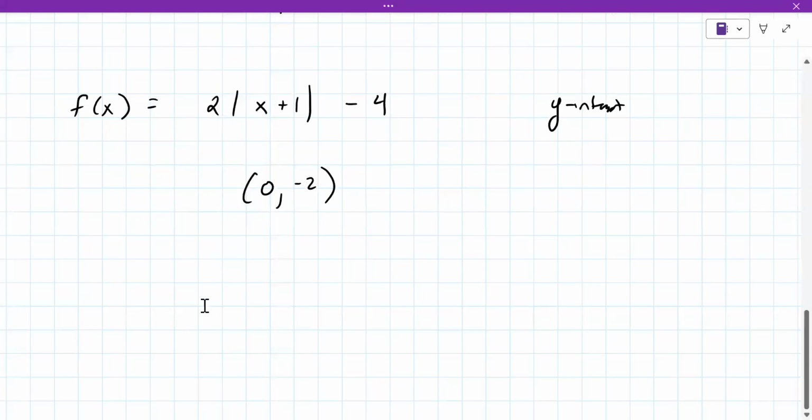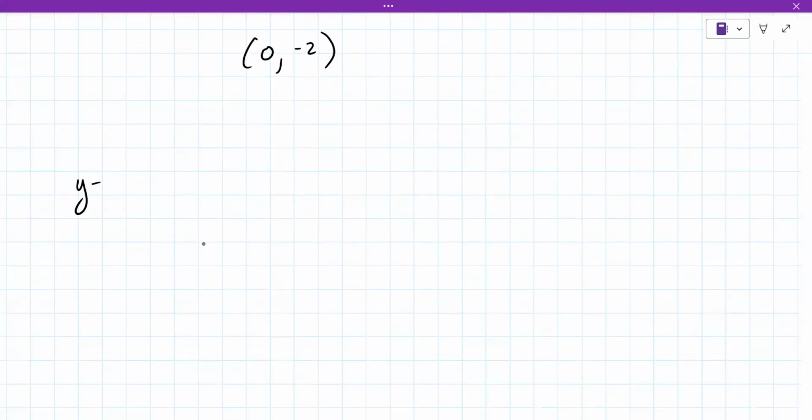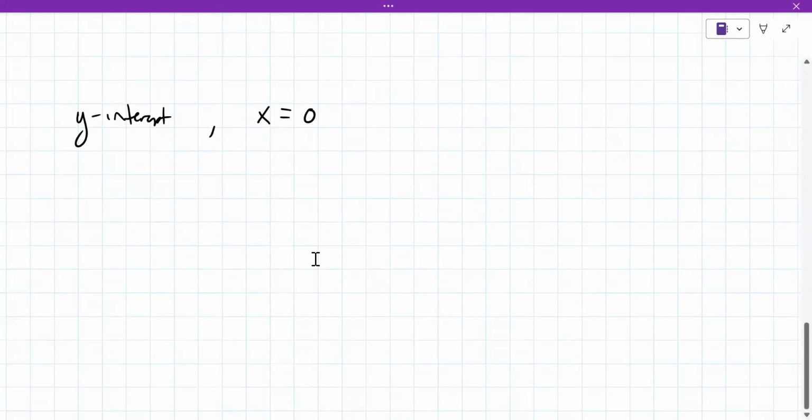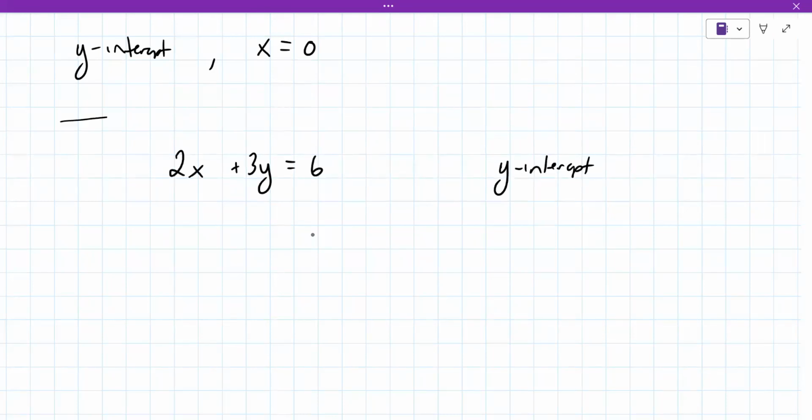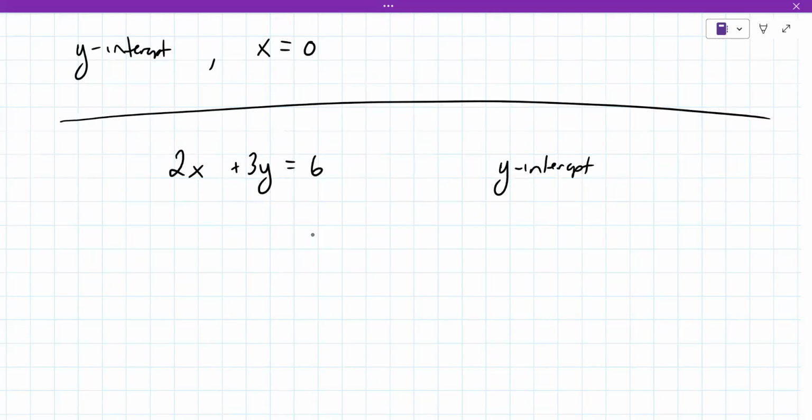Really good. The key thing we're talking about right now is that the y-intercept, it doesn't matter what the function is, it's when x is 0. I can even give you something else that appears totally unrelated, like 2x plus 3y equals 6, and similarly ask you for the y-intercept. Like a parrot, repeat what I say: the y-intercept means that x equals 0. You're putting 0 in for x.